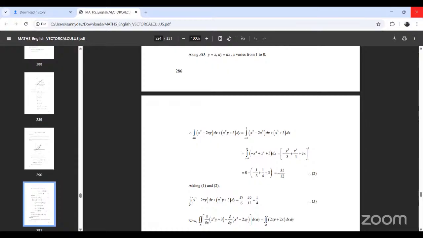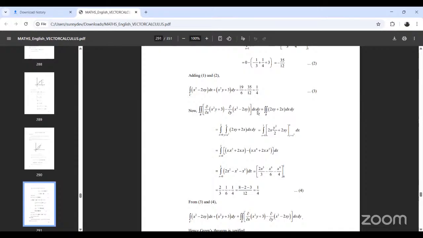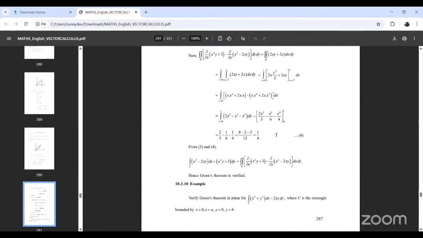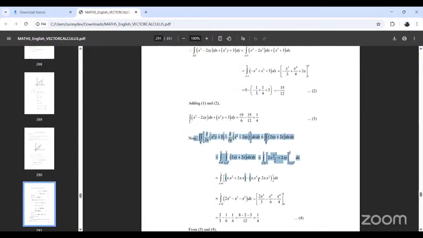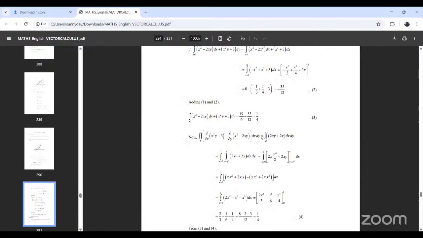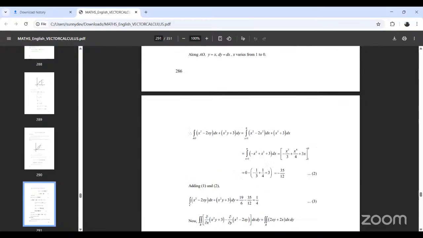So all are changed into dx terms, and we do the integration with x. Then we get minus x cube by 3 plus x power of 4 by 4 plus 3x. So this is the LHS part. Now let's see the RHS part. First we do the integration with y. So the RHS part value is 1 by 4. Therefore, the LHS part is also 1 by 4.